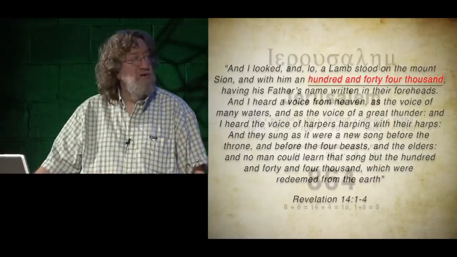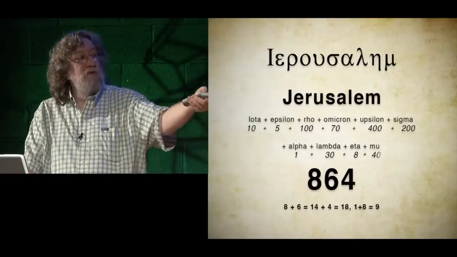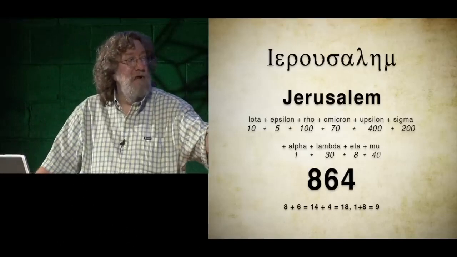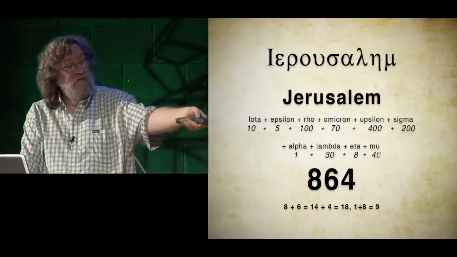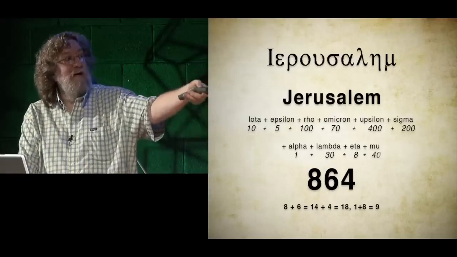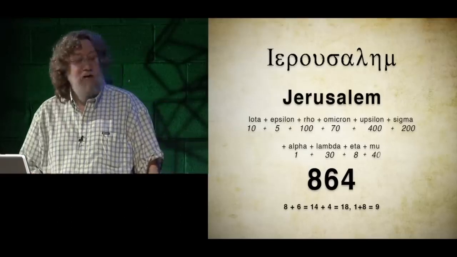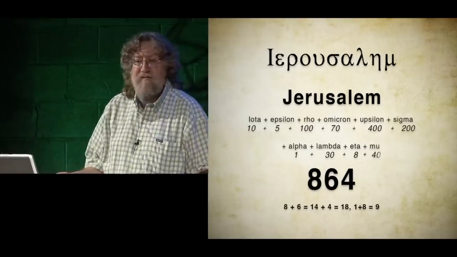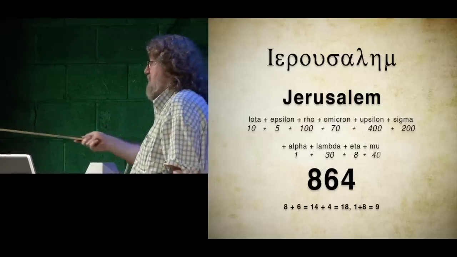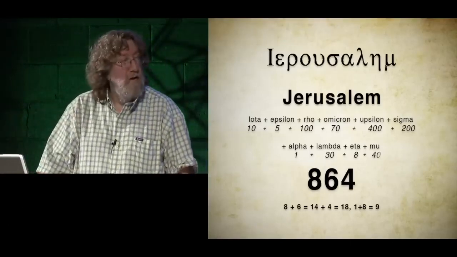Yerushalayim, or Jerusalem. Iota, epsilon, rho, omicron, upsilon. This would be the Greek spelling in the New Testament. Sigma, alpha, lambda, eta, and mu. There's the values of the individual letters. Iota, which was 10, epsilon, 5, etc. And when you add those up, you get 864. Again, do we find that number on our list? Yes, we do. These numbers, again, are showing up with redundancy.